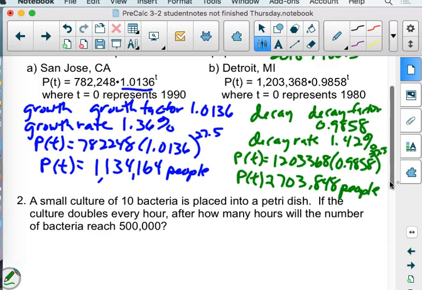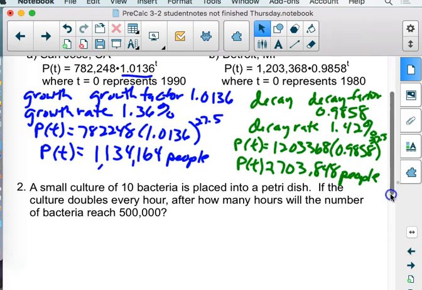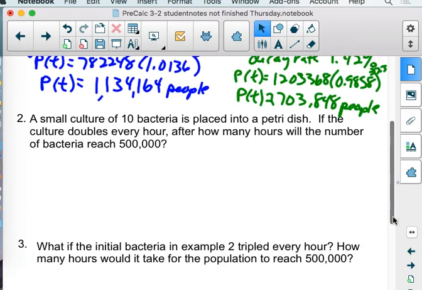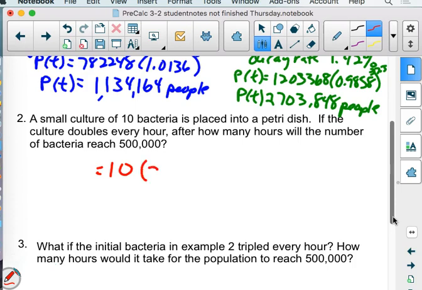All right, San Jose and Detroit. Hopefully we're done with those. We've used that example several times. Small culture of 10 bacteria, put it in a petri dish. If the culture doubles every hour, after how many hours will the number of bacteria reach 500,000? Tell me how you're starting. Starting with the 10. Doing what to it? Multiplying by 2.